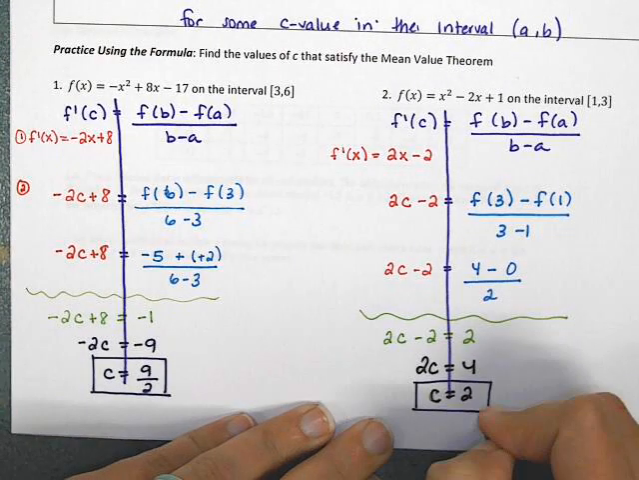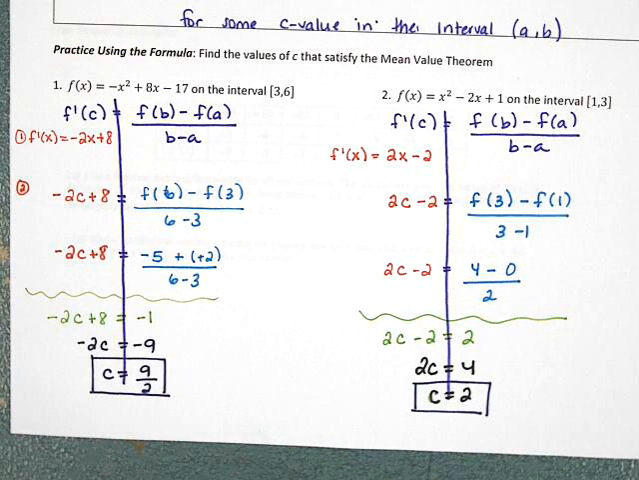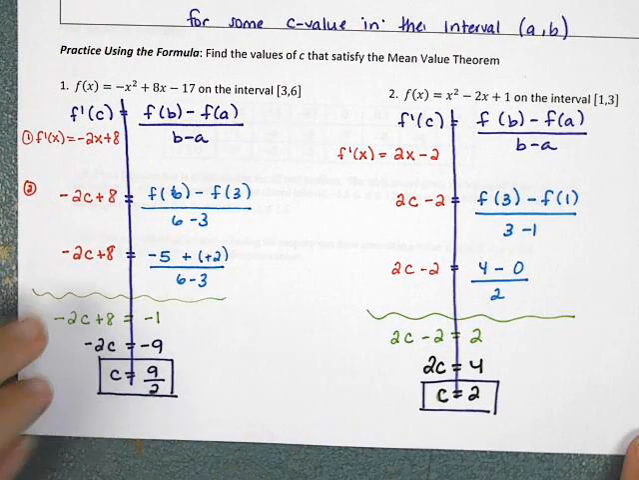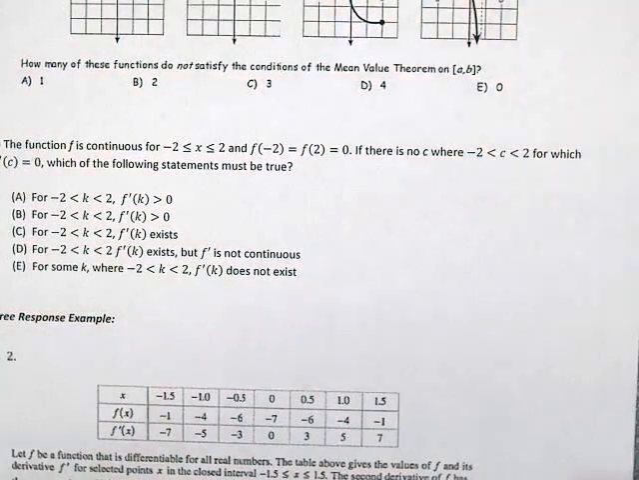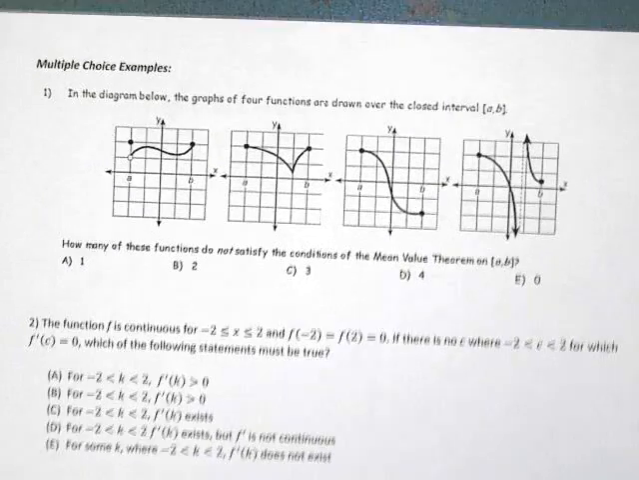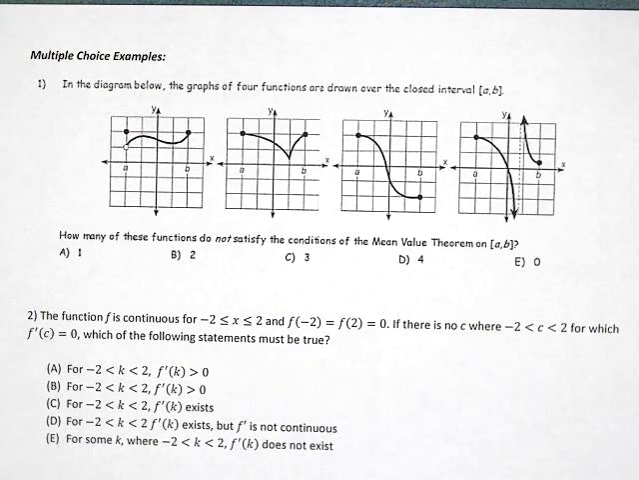Which means at x equals 2, my average slope and my instant slope are the same. Now these are the most common AP questions. So on the next page we're going to go through a few AP examples just to give you a taste. Here are some multiple choice examples that involve the mean value theorem.